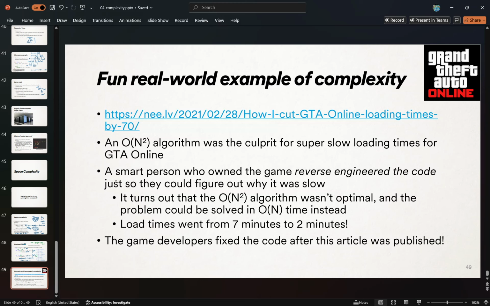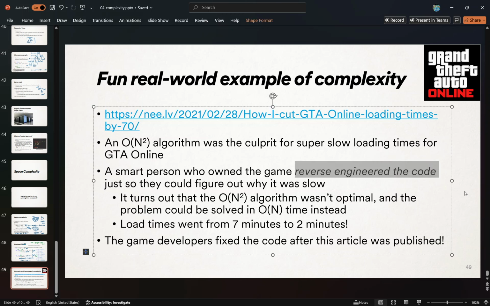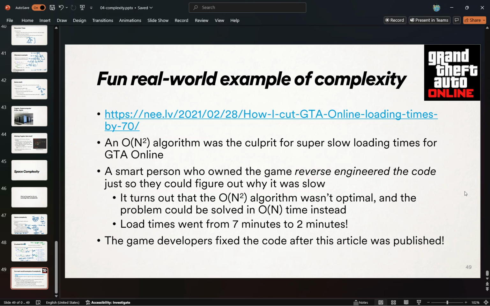But somebody noticed, I don't like how slow this is. Maybe it could be better. Somebody who had the game reverse engineered the code. They looked into the binary version of the code. They got the assembly version of it out of that, if you know what that is. And they tried to determine where this program is stuck.